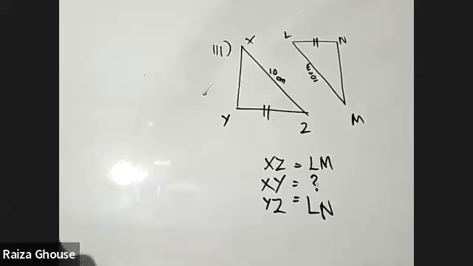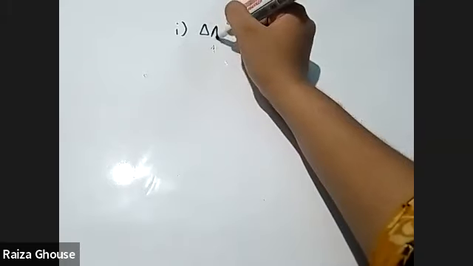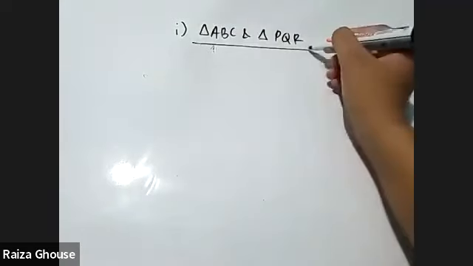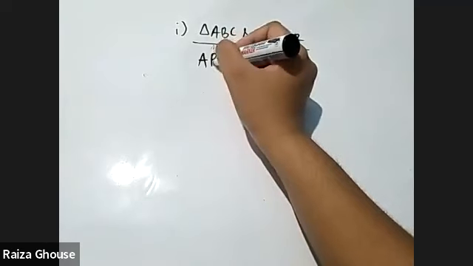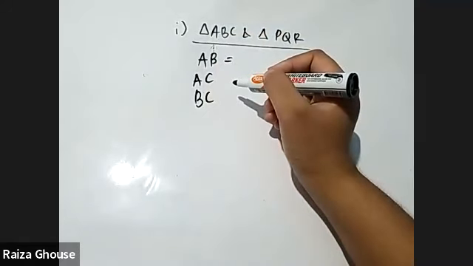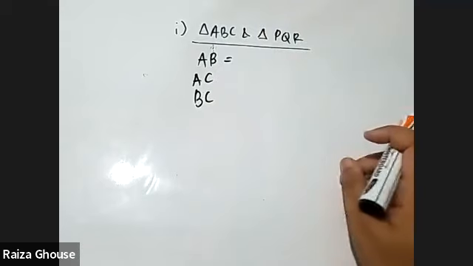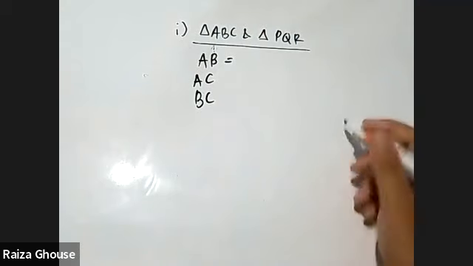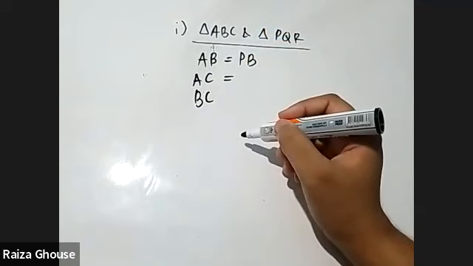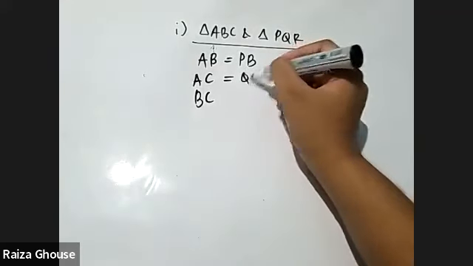So let's go to the questions. Question number one, Roman number one: whether they are congruent or not. I'm not going to draw the triangle; I'll write the proof of congruency only. Roman number one, I can take triangle ABC and triangle PQR. When I consider triangle ABC, there are three sides: AB side, AC side, and BC side. AB side is 8 centimeter. In the triangle PQR, it is the PR side. And AC side is 5 centimeter. In triangle PQR, it is the QR side.